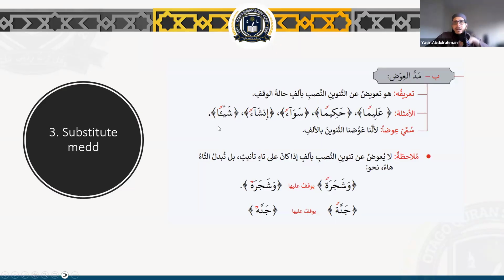The examples are, if you say aliman hakima, if you stop on alima hakima, sawa'a, so it's not the one before the hamza, it's after the hamza. Same thing with insha'a, shay'a, all of these. When you stop on the tanween, you change the tanween to alif, and we call this substitute mad.